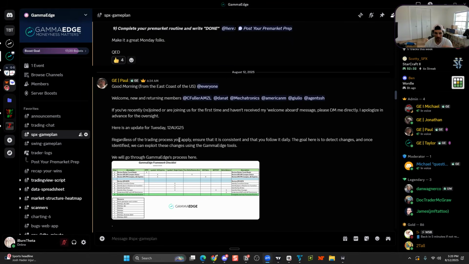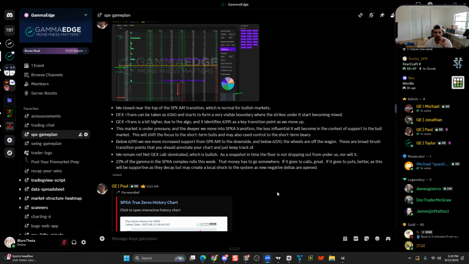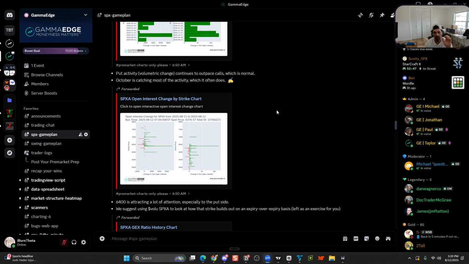Here we go through SPX-A, SPX-P, full complex, and 0DTE. Right, you can see robust ramp up. On the full complex, we focus on structure, sentiment, and identifying when we're seeing those key changes day over day.